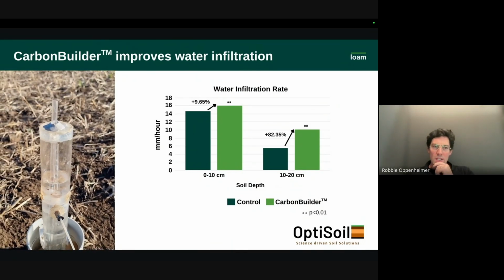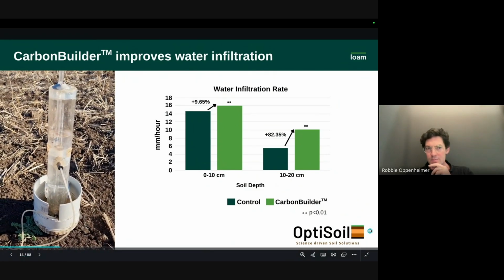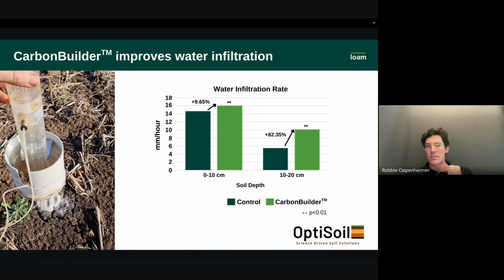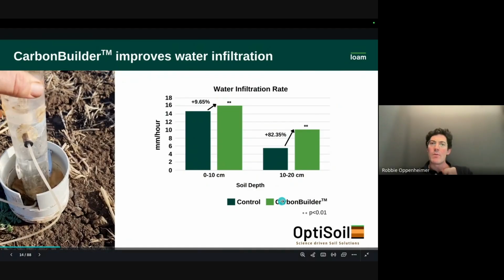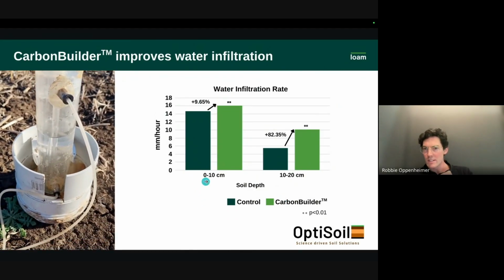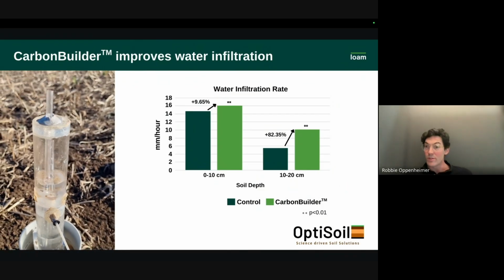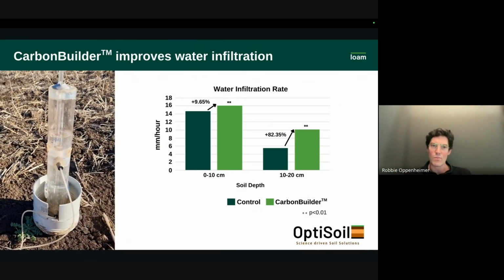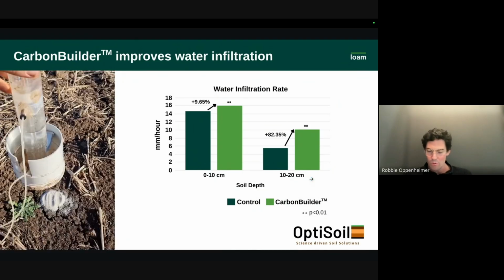So after 2 years of CarbonBuilder application, Ned Scan from OptiSoil went out to these sites and measured the water infiltration rate and at saturation of that soil profile. And what he observed was an increase in water infiltration in the 0 to 10 centimeters. This is really exciting because, again, if we're going into a dry season, being able to capture more of that water through the profile is obviously going to lead to more plant available water through the season.